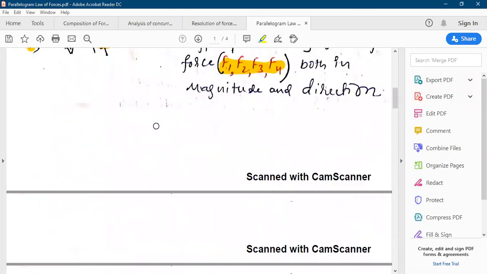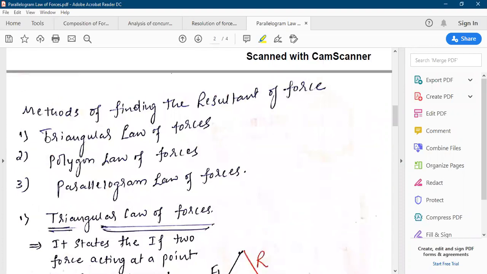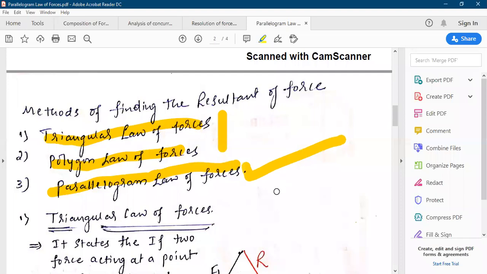There are three methods to identify this resultant force. One is the triangular law of forces, another is the polygon law of forces, and the other is the parallelogram law of forces. We have defined the triangular law of forces and the polygon law of forces. These are the two graphical methods, which will not be useful for us. This is the one which is important for us.